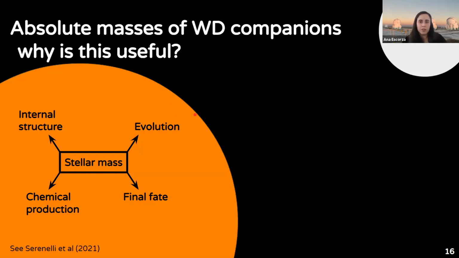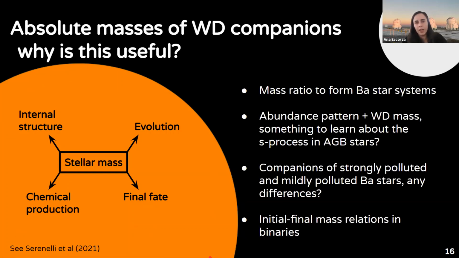And why should you be interested? Why are these masses useful and important? Well, stellar masses are useful and important always because they affect absolutely everything that happens to the star. And I recommend this review on mass determination across the HR diagram in case you are interested in stellar masses in general. But in the particular case of barium stars and their white dwarf companions, as I said, the mass ratio of these systems is an important initial condition to learn how these systems actually form.